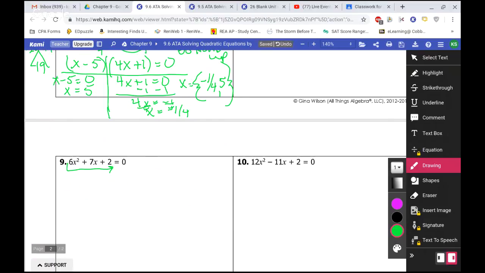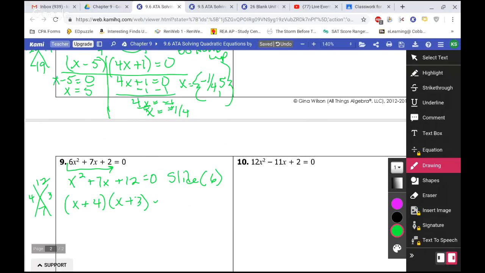Okay. So we got x squared plus 7x, and then 6 times 2 is 12. So we slide by multiplying by 6. And now we'll look for 2 factors that multiply together to give you 12, that when you combine them give you 7. What are those factors? 3 and 4. Good job. x plus 4, x plus 3 equals 0.